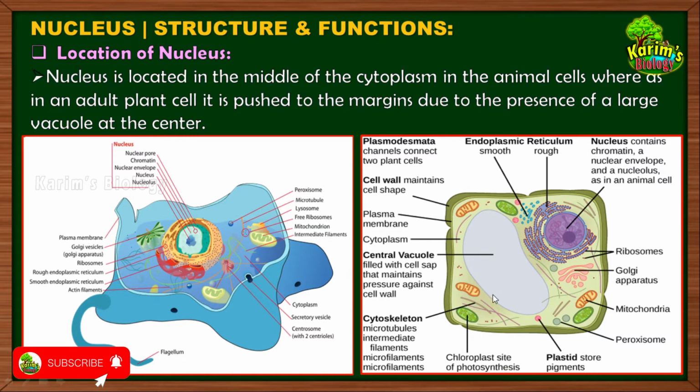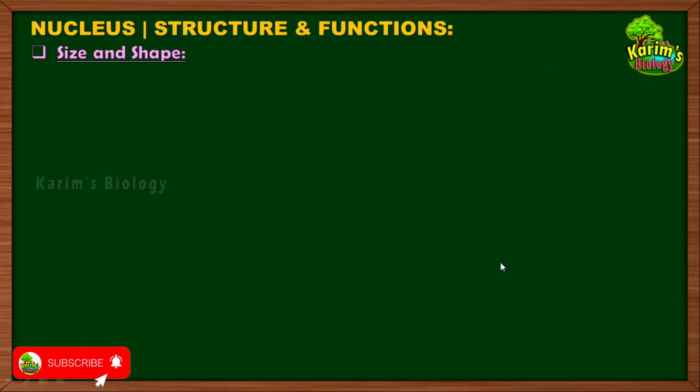As the plant cells have a bigger vacuole, they almost occupy the entire cytoplasm. Because of that, all the other cell organelles, not only nucleus, are pushed to the margins of the cytoplasm because of the presence of a central big vacuole. Okay, so that's about the location of nucleus. In animal cells, it is located almost at the middle, whereas in plant cells, it is pushed to the margins due to the presence of a large central vacuole. Right, that's about the location of nucleus.